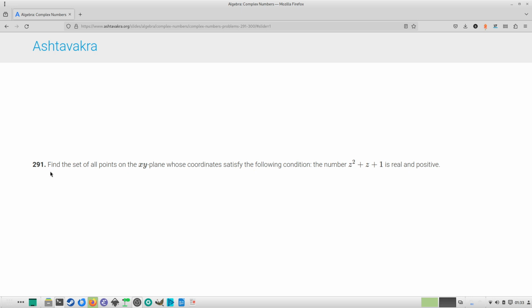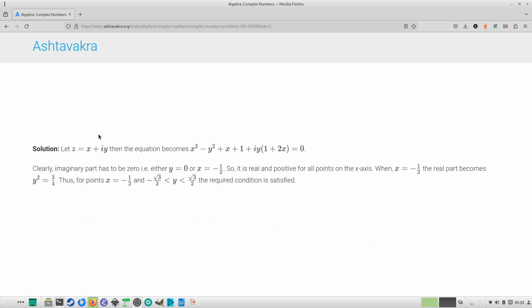So question 291 says find the set of all points on the xy plane whose coordinates satisfy the following condition. The number z square plus z plus 1 is real and positive. So we let z is equal to x plus iy, then the equation becomes x square minus y square plus x plus 1 plus iy into 1 plus 2x is equal to 0. So clearly the imaginary part has to be 0. So y is equal to 0. That gives us x is equal to minus half.